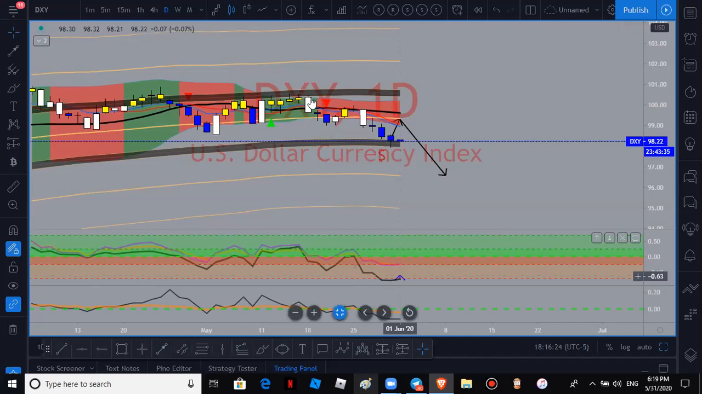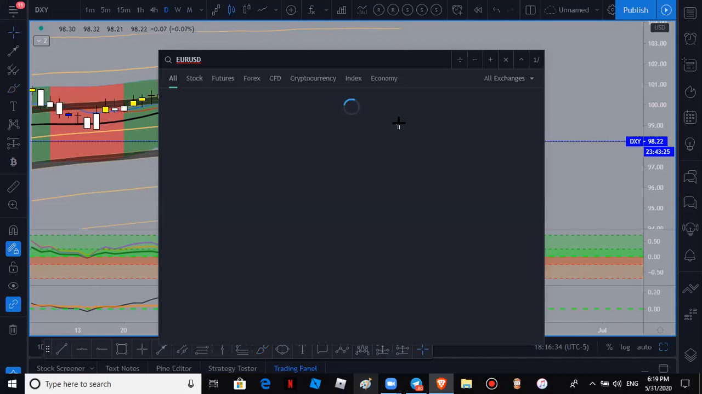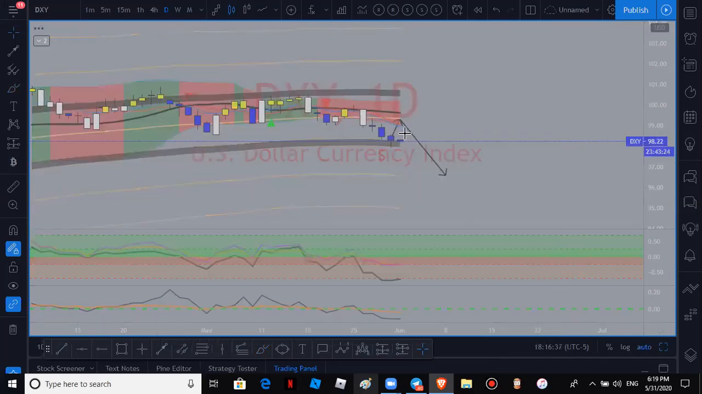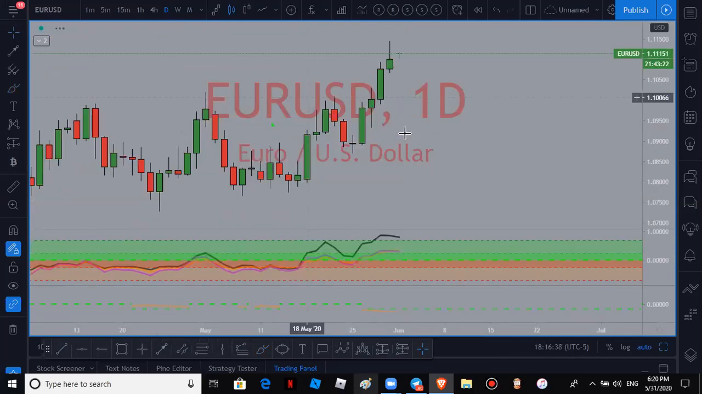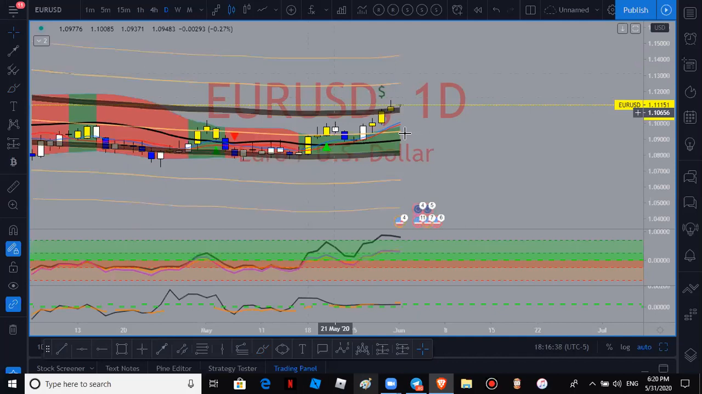And it's probably going to be the exact same thing I'm looking at for Euro USD. But if you were able to catch this Euro USD buy that I called last week, then congratulations on your buy. Congratulations on the money you made. But yeah, it looks literally the same thing.